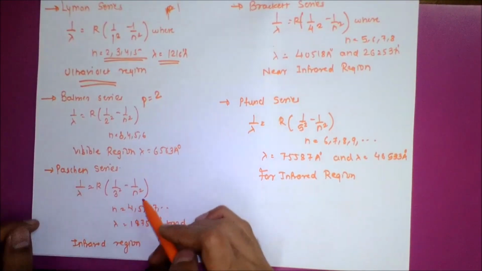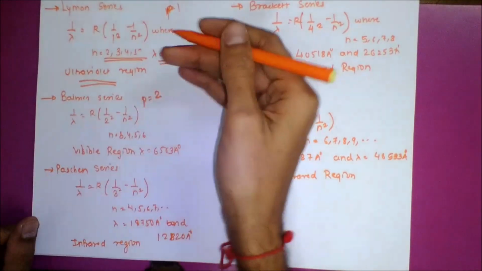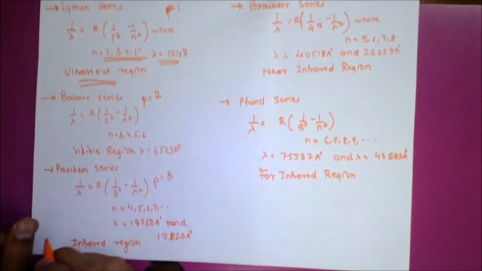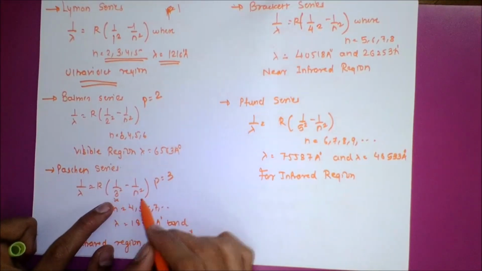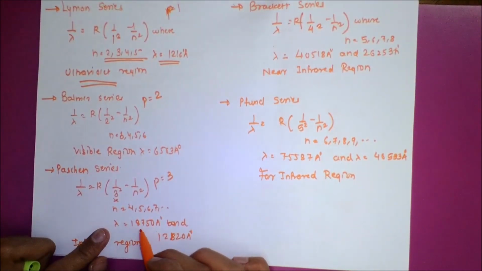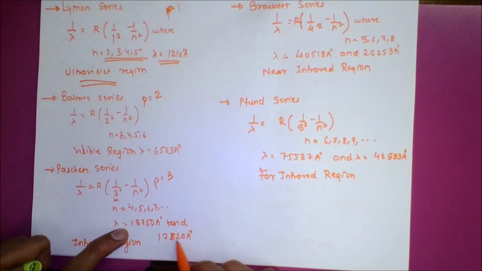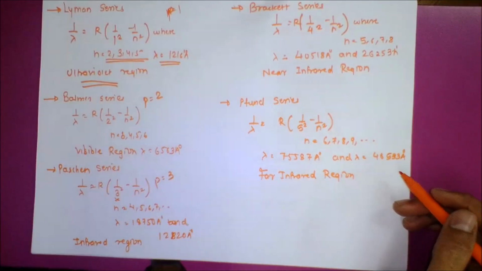Next we have the Paschen series. It is a series of spectral lines that originate from the transition of the different outer orbits to the third orbit. Here the electron will fall into the third orbit, so n equals 4, 5, 6, and p equals 3. The wavelength is 18,750 angstroms to 12,820 angstroms. This spectrum lies in the infrared region.